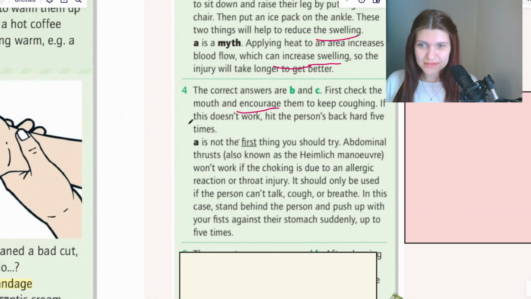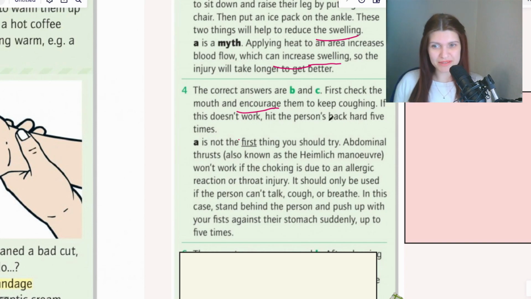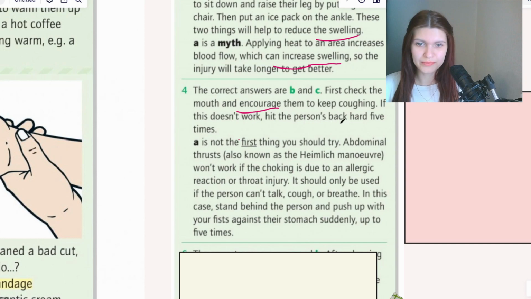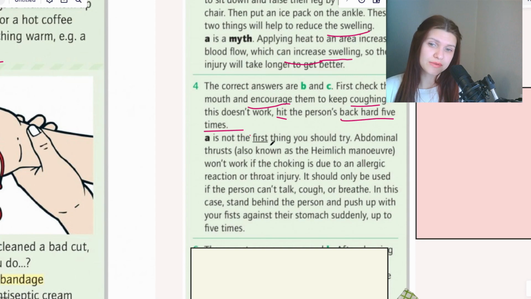Let's read next. If this doesn't work, hit the person's back hard 5 times. Значит, back hard 5 times. Yeah, hit. And encourage them to keep coughing. And A is not the first thing you should try, but it isn't a myth. Yeah, exactly. You can do this if, yeah.